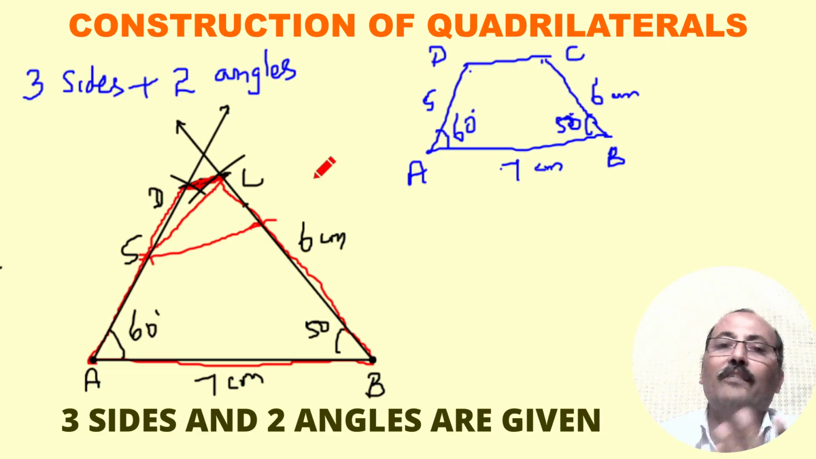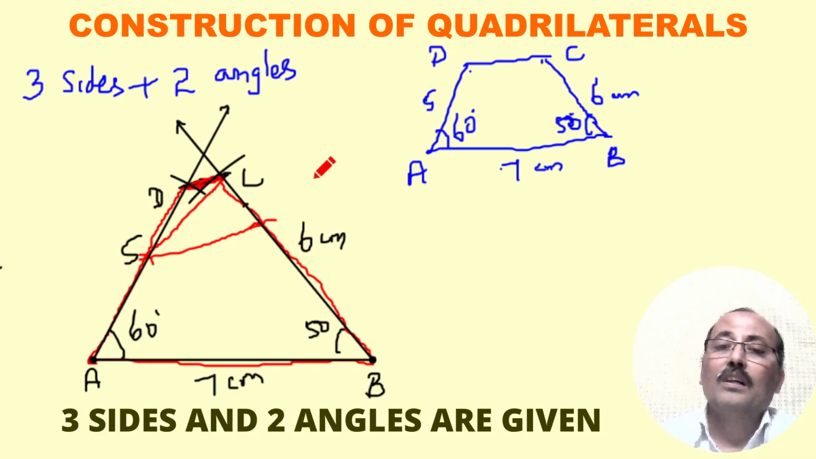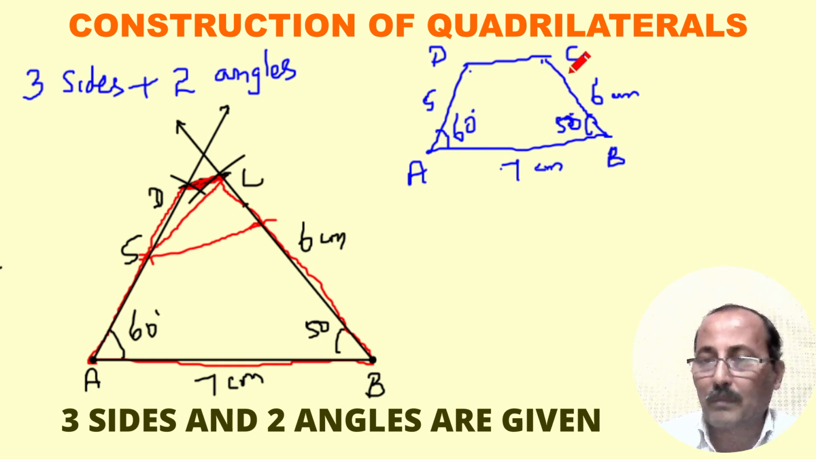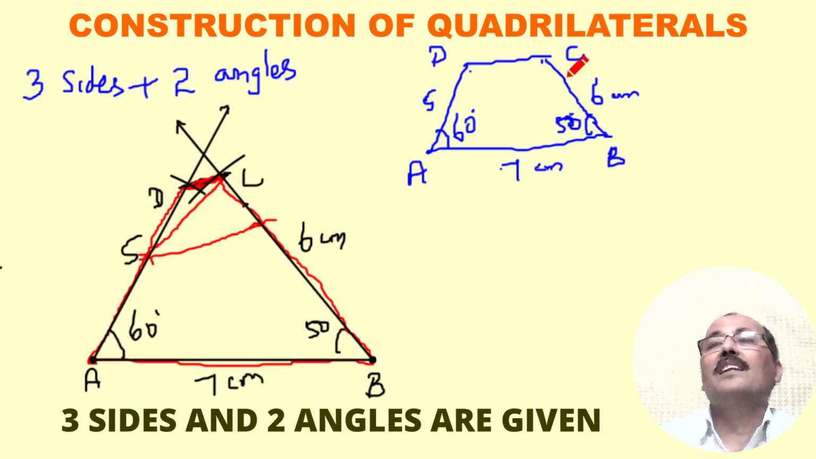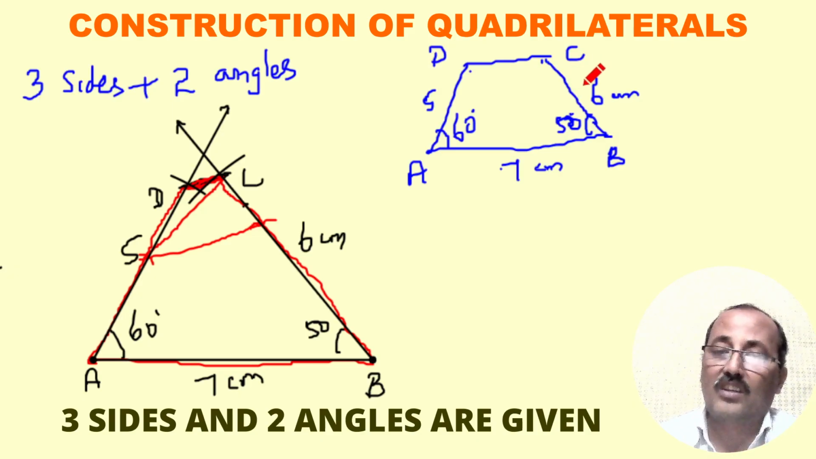Construct a quadrilateral with AB equal to 7 centimeter, AD equal to 5 centimeter, BC equal to 6 centimeter, and angle A is 60 degree, angle B is 50 degree. Like that they will ask, or if they give this angle, then also possible. Surely remember, only possible angles and possible sides will be given. Like construction of triangles, SAS can be given, but AAA cannot be given. AAA is not there at all.